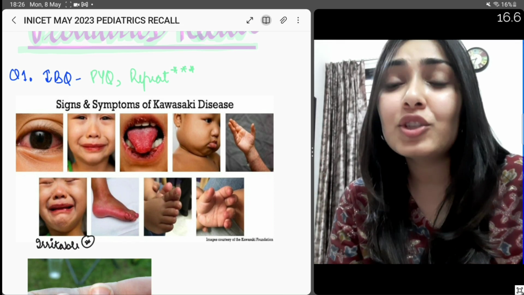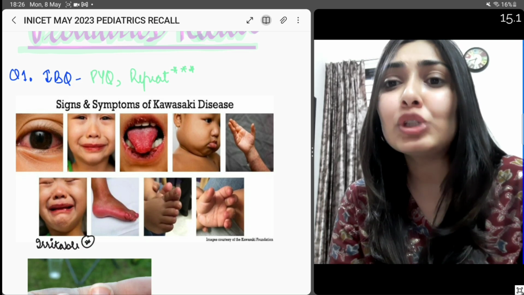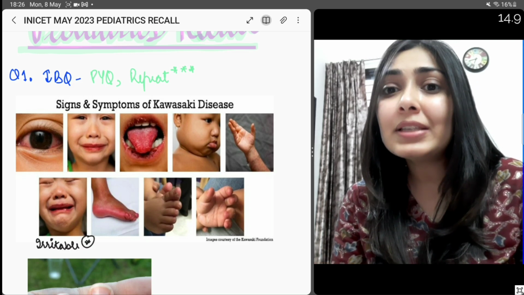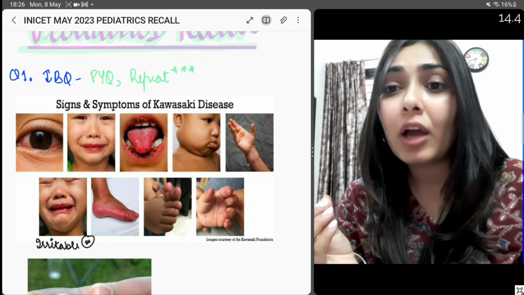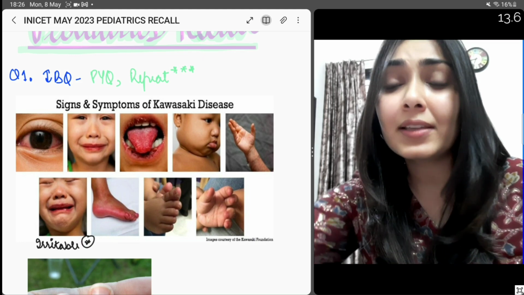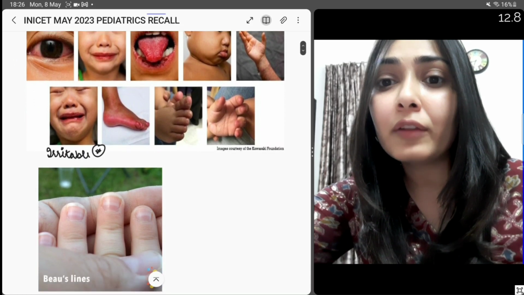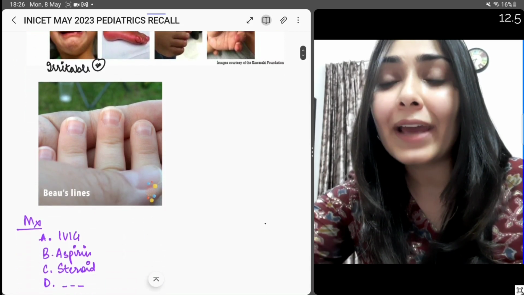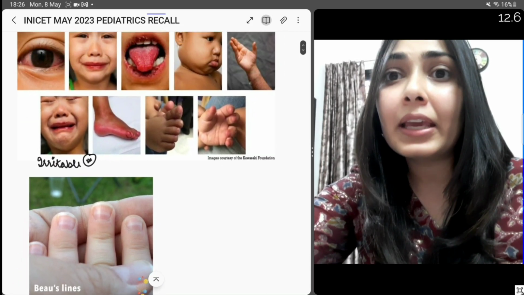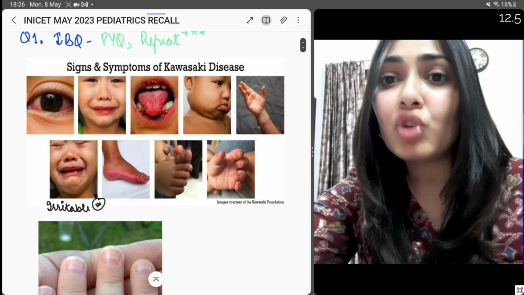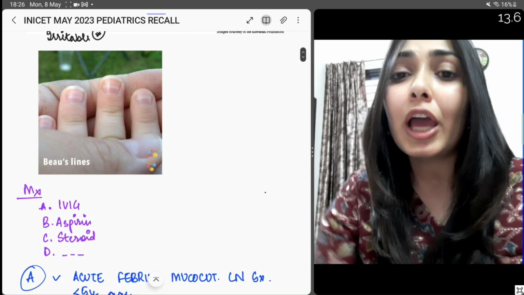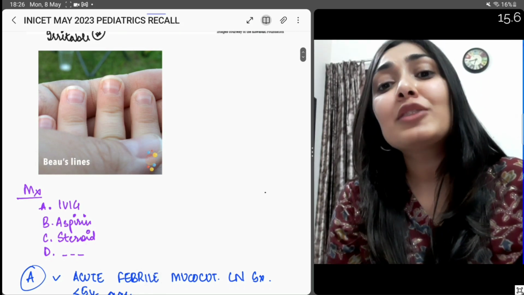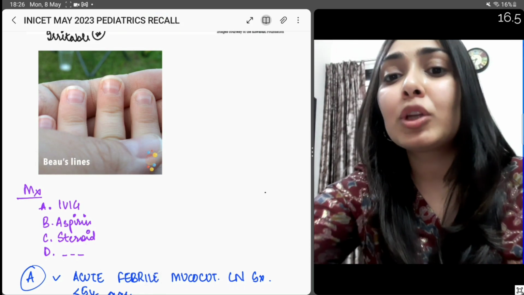You can see conjunctivitis. You can see an irritable child and extremities that are red, erythematous, edematous, and there is periungual desquamation of the skin, and also one other feature, that is the blue lines in the nails are seen. They gave this image and constellation of symptoms, and they asked about the management, and the options were IVIG, aspirin, steroid, and some other option.